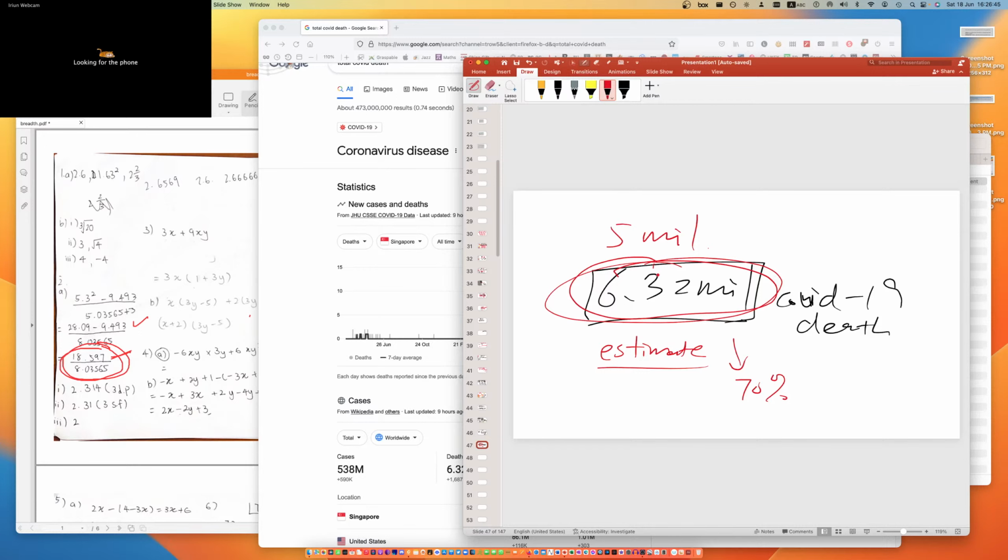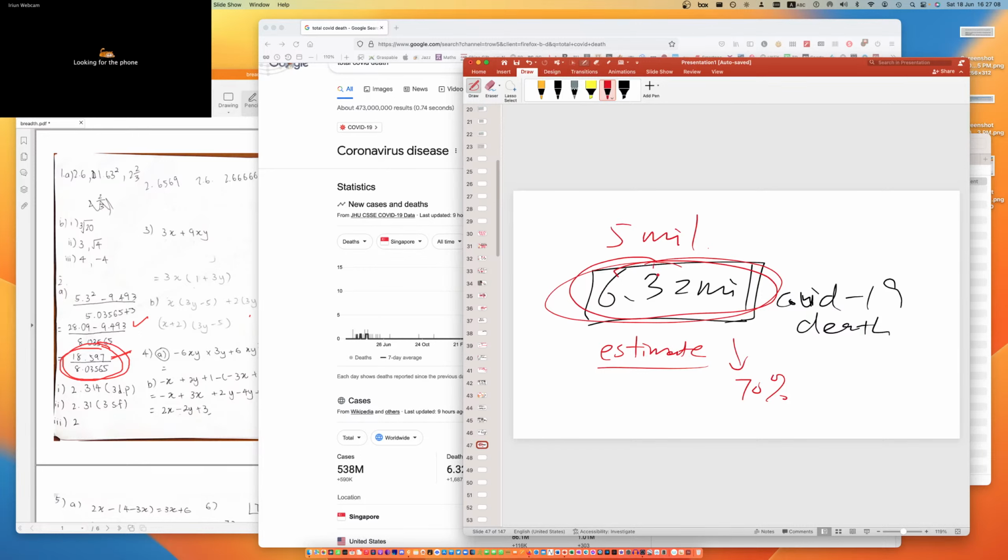6.32 million. And this 6.32 million has a lot of round off. Singapore, Russia, North Korea, South Africa, United States. All these are round off. If all the round off add up, I can't trust this number anymore.